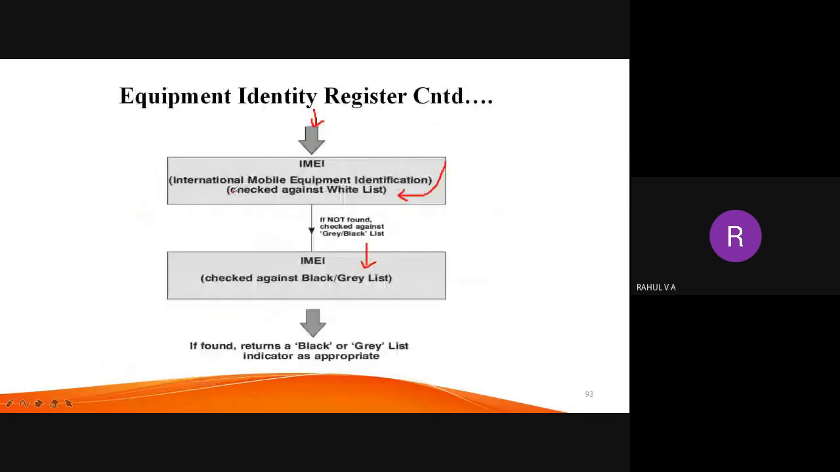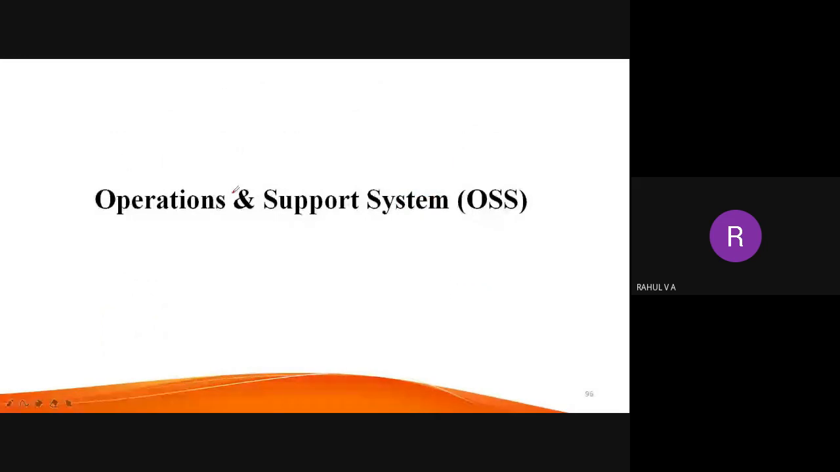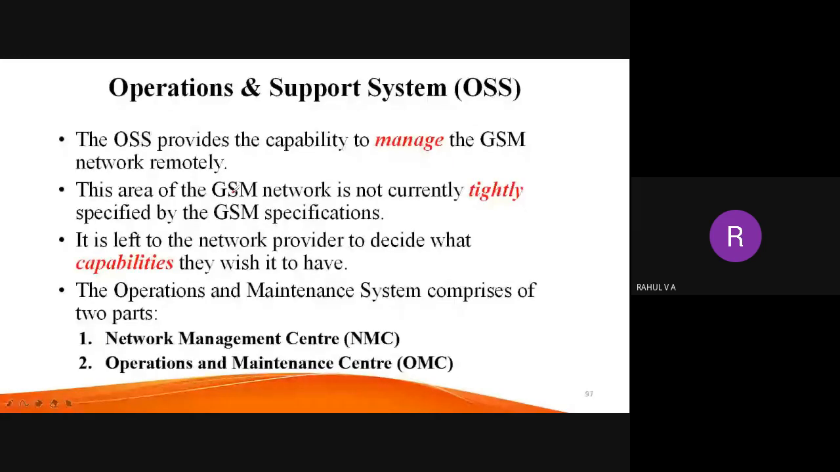Now we can discuss OSS, operations and support system. So it is like a manager. The first one, BSS, was establishing connection between the network and mobile station. The second, NSS, is acting like the heart of the system, controlling the communication. Now OSS, operations and support system, is like a manager to the GSM network.